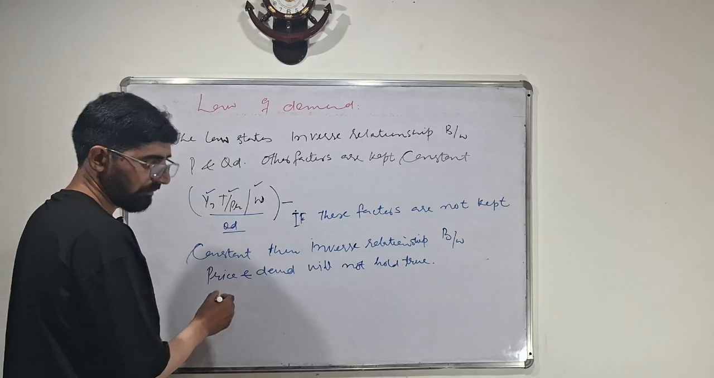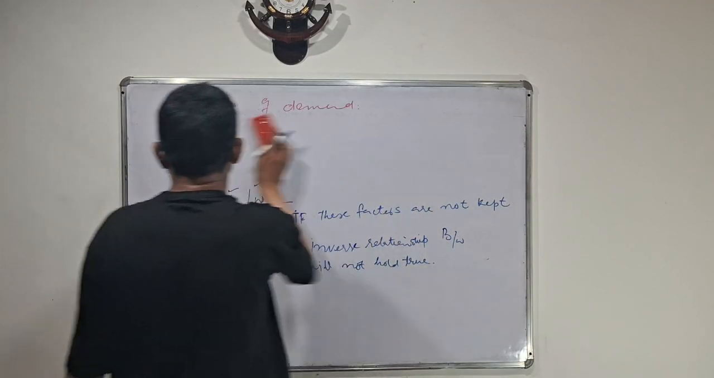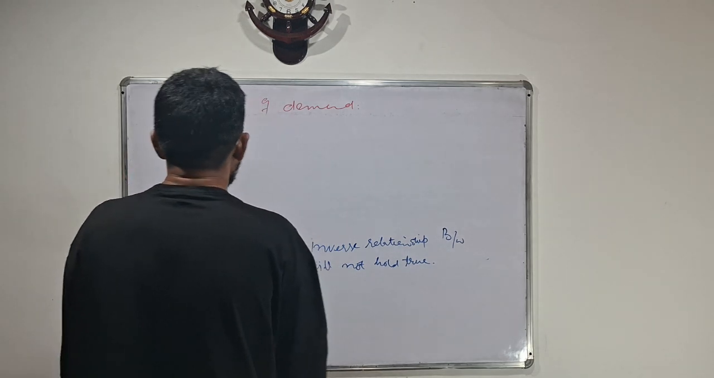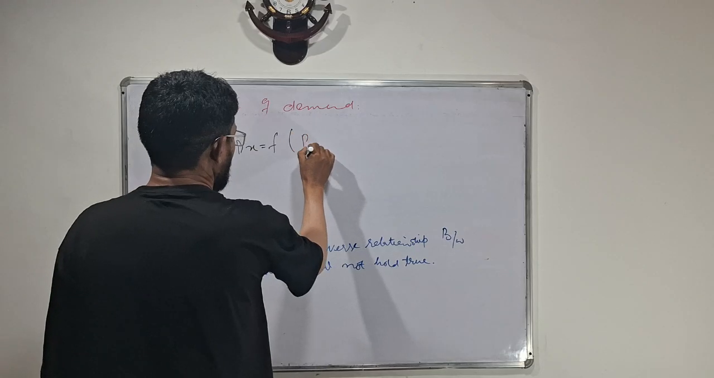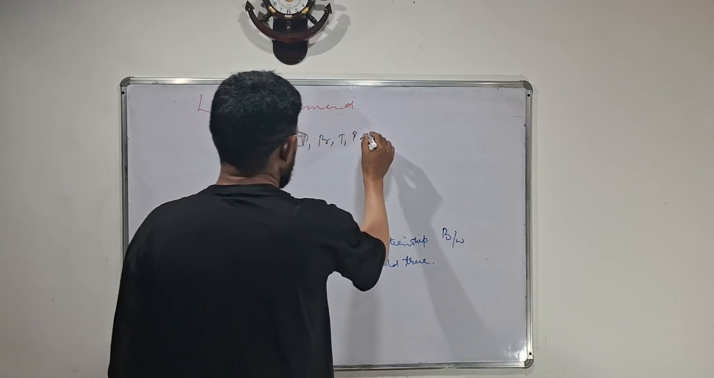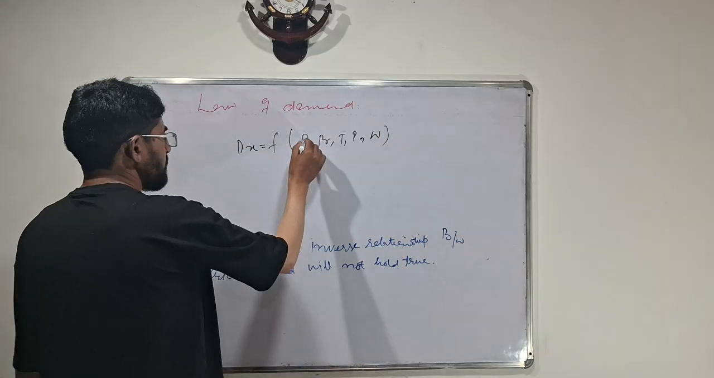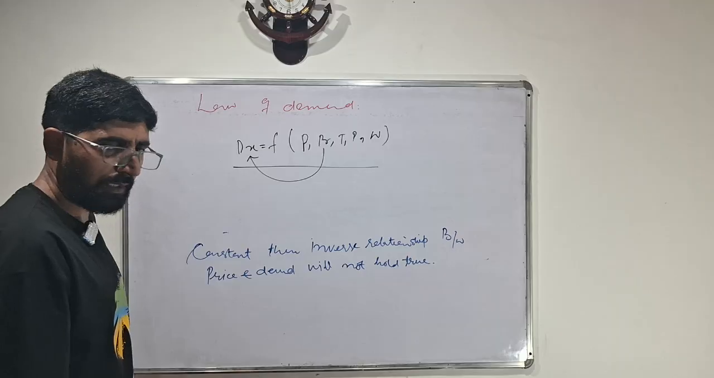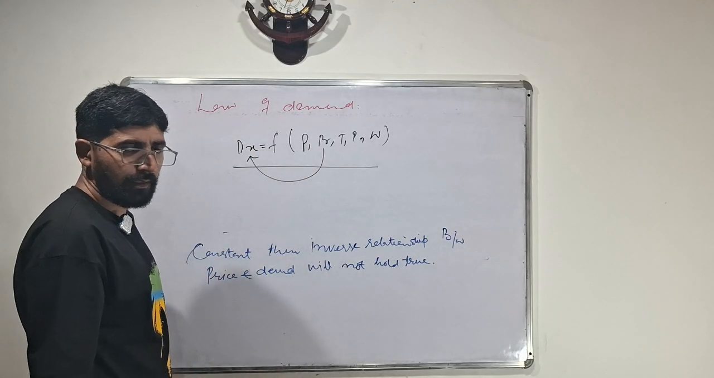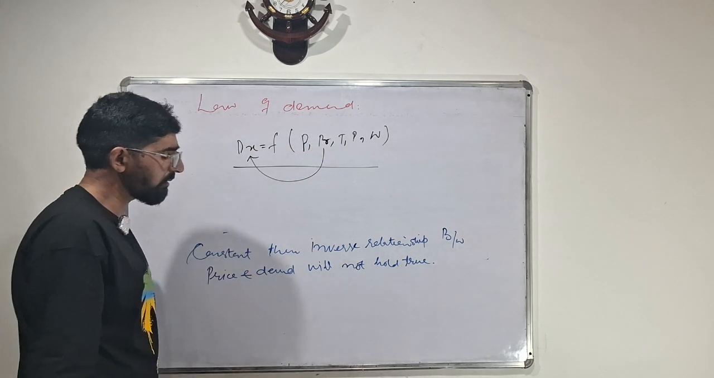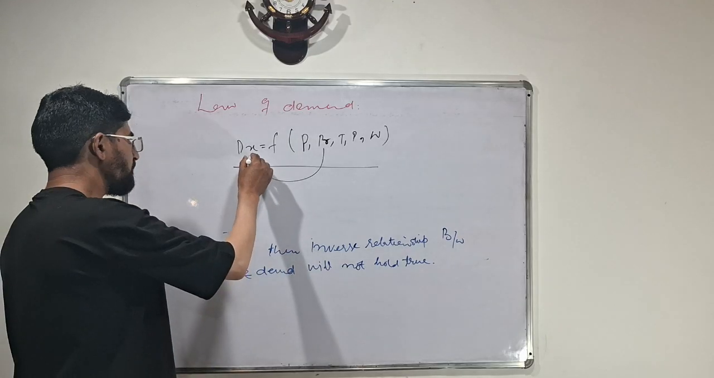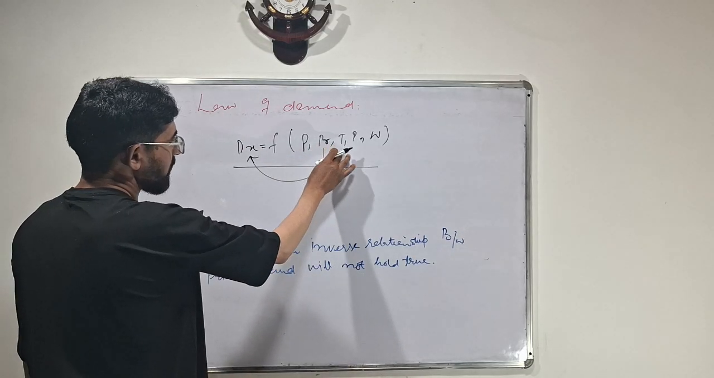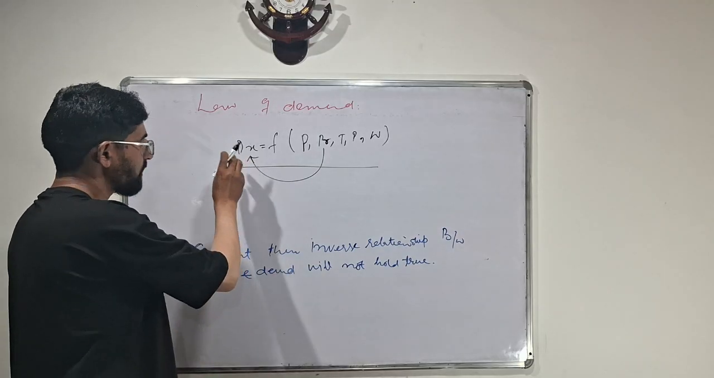One more line I will discuss here. As I write, Dx is a function of price of related goods, taste, preferences, weather conditions, and so on and so forth. If we make analysis of these factors, these are determining factors of quantity demand. As I see previous year papers, most of the times they repeat this question: what are the determinants of demand? At that time you have to write down that determinants of demand are price of related goods, taste, preferences, weather conditions, substitutes, complementary goods.